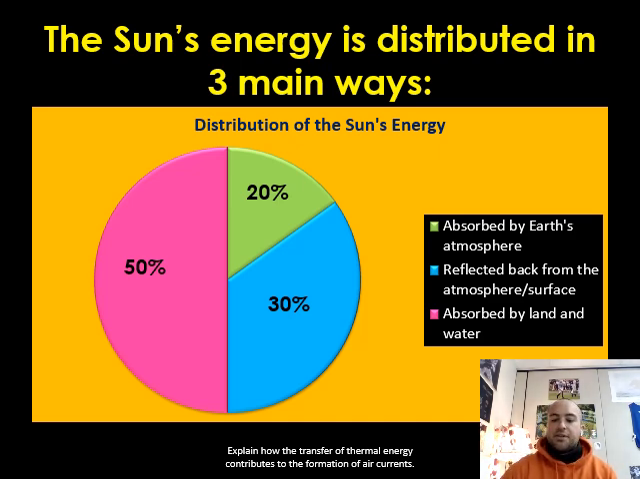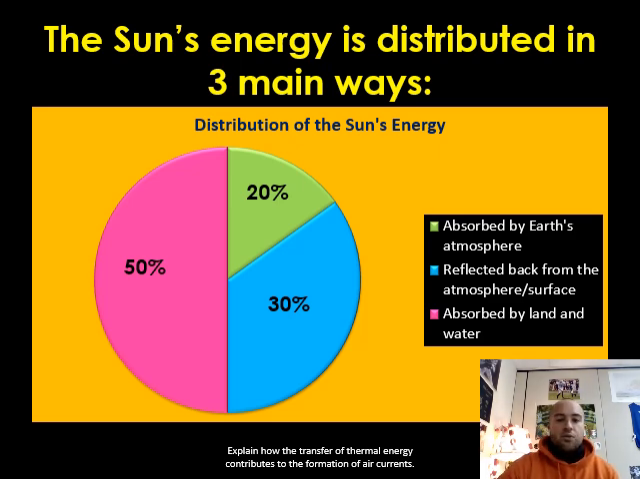These 3 things, guys, are what you're going to write on your note sheet down here to the left. So, 20% of it is absorbed by Earth's atmosphere. We talked about our atmosphere last week. Think of it as a tent in the woods. It's going to keep some good stuff in, some bad stuff out. So that heat is going to be absorbed by our atmosphere. 30% is going to be reflected back from the atmosphere or surface, back out into outer space. And then 50% is going to be absorbed by land and water.